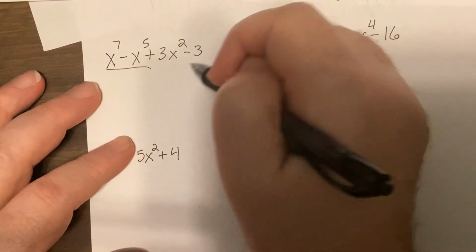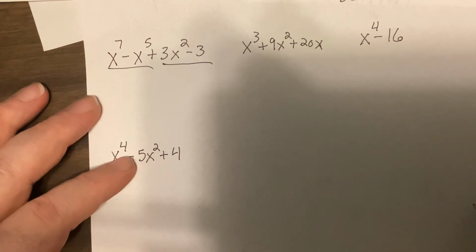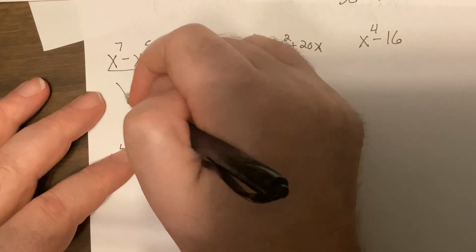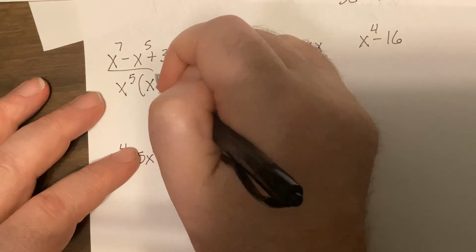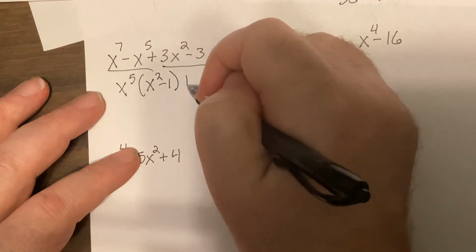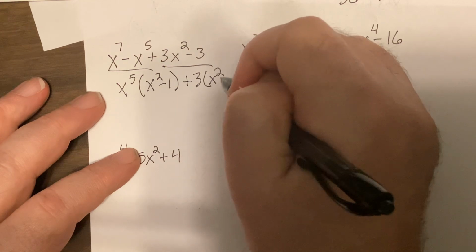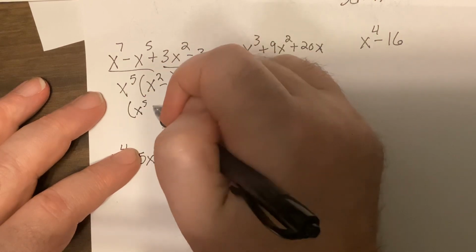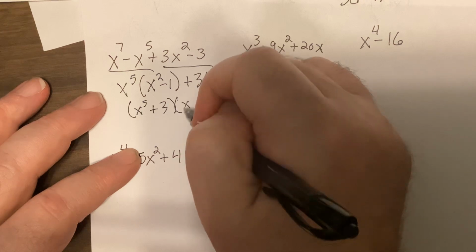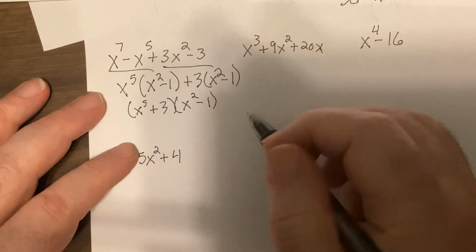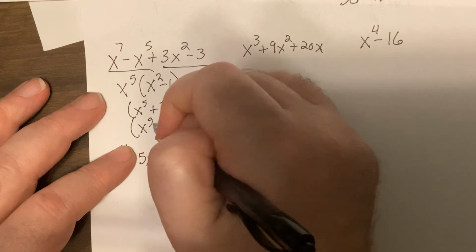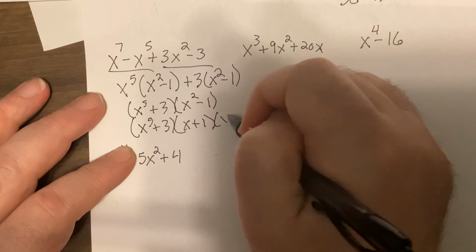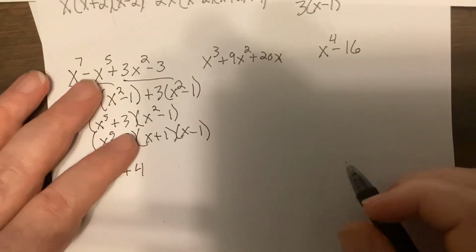Okay, so here, let's group 2 by 2. It sure does not look like a 3 by 1. I don't see any minus squares. So this would be x to the 5th, x squared minus 1, plus 3, x squared minus 1. Oh, the common term is x squared minus 1. Oh, wait, x squared minus 1 is the difference of squares. So it'd be x to the 5th plus 3, x plus 1, x minus 1.